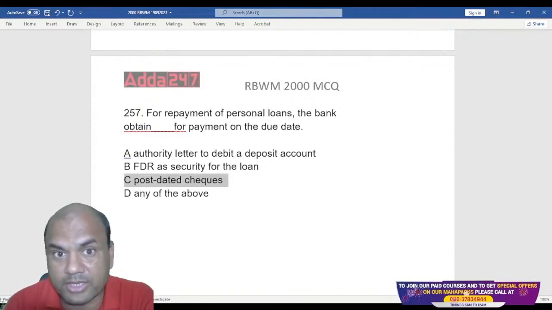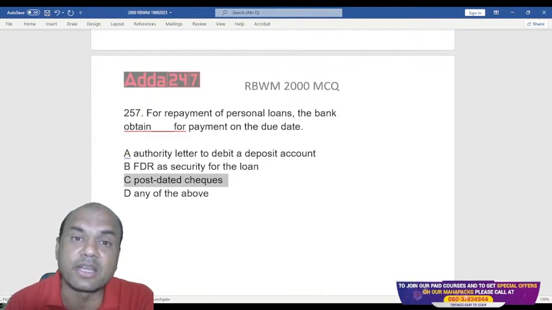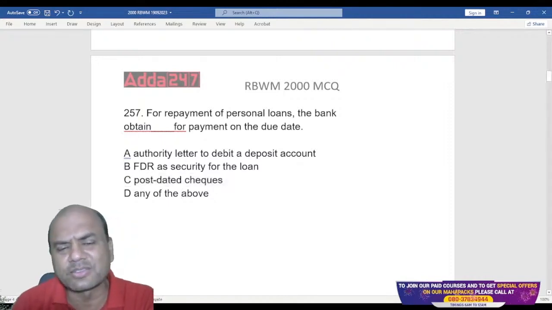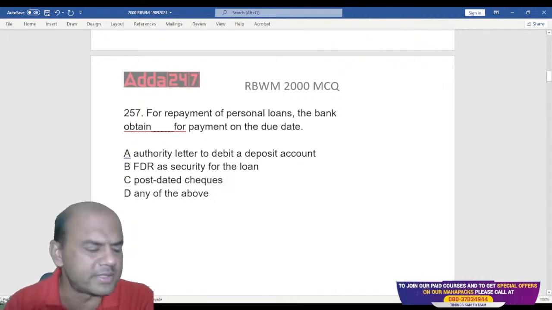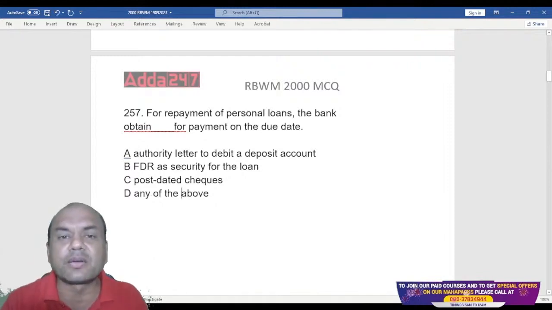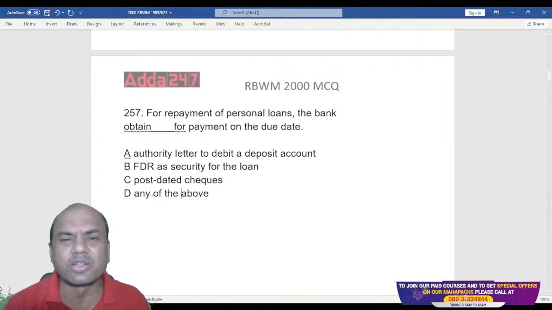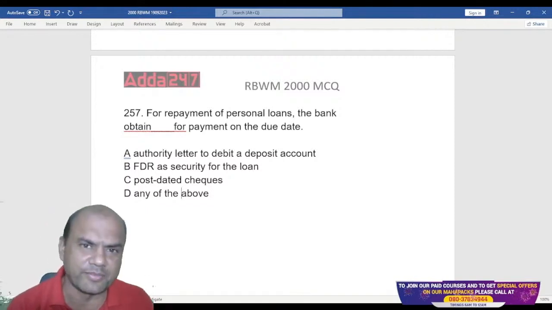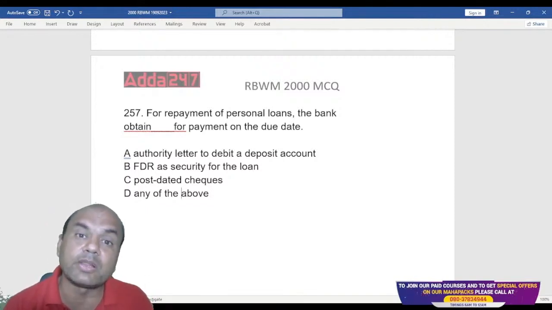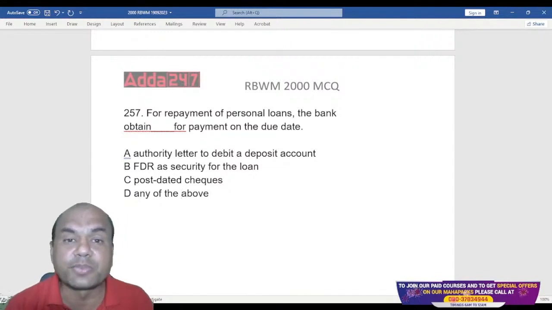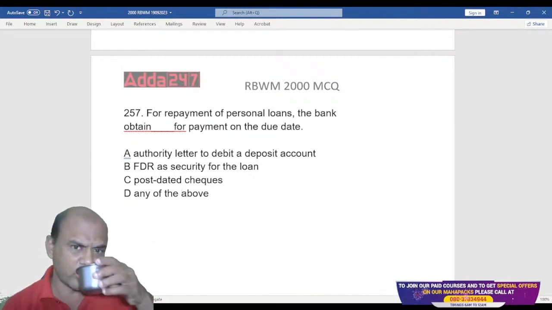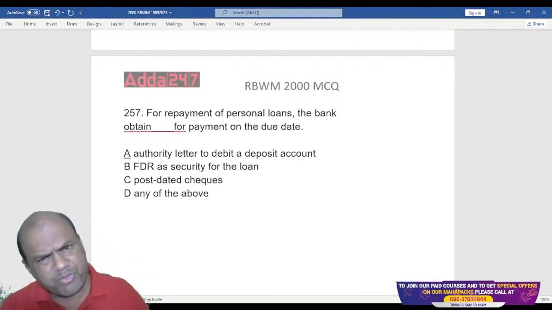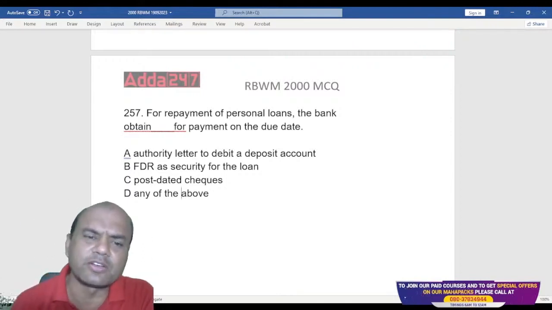Now I am talking about this present age of computers, internet, UPI, everywhere. Do we take these PDCs now? How many of you take PDCs now from the customer? Type yes in the comment section if you take PDCs. One or three PDCs we take up till now for that Negotiable Instruments Act. But for the regular repayment, 12 PDCs, 36 PDCs, do we take it? Gone. All those days are gone now.